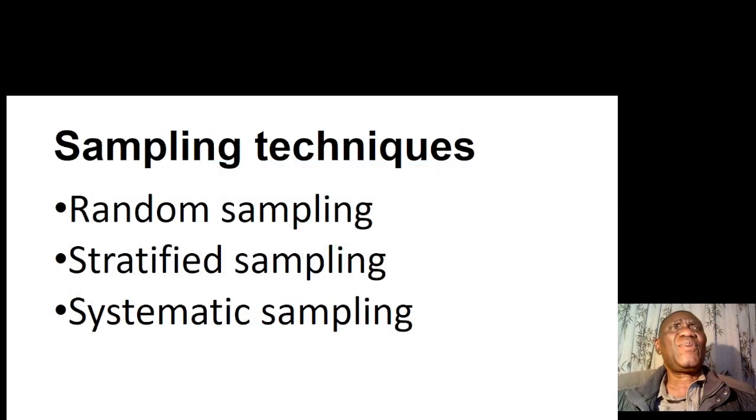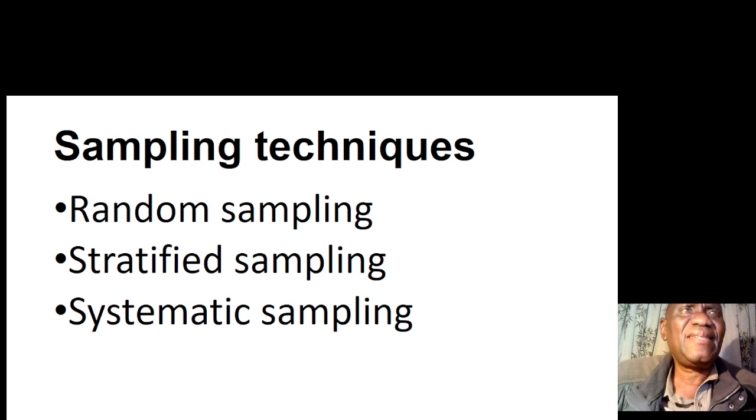So it is important to have a scientific approach when we are getting this data. So the sampling techniques which are used, we could use a random sampling. We can use stratified sampling, and the third we could use systematic sampling.